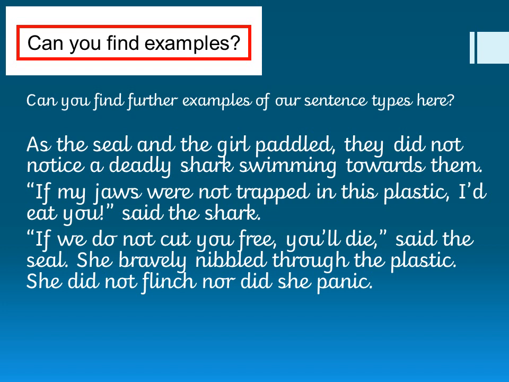So at the beginning we had our subordinate conjunction "as", with a comma marking that subordinate clause: as the seal and the girl paddled. So that was definitely our complex sentence. And the same in the speech sentence: if my jaws were not trapped in this plastic, comma. So again, a subordinate conjunction and a comma marking that subordinate clause. Same again in the reply: if we do not cut you free, comma. Another subordinate clause in our complex sentence.